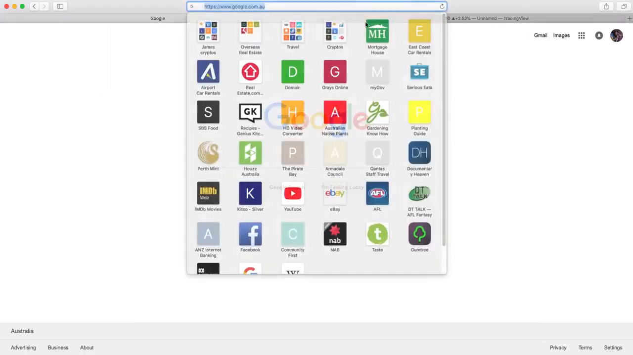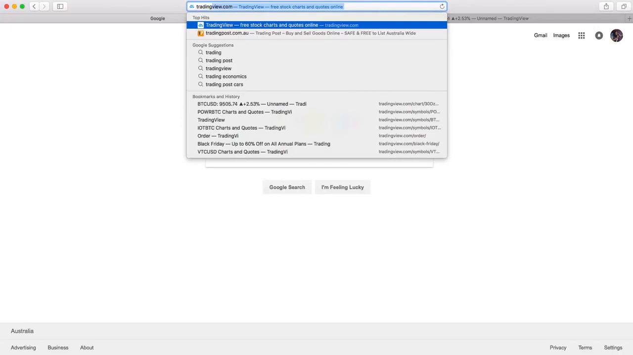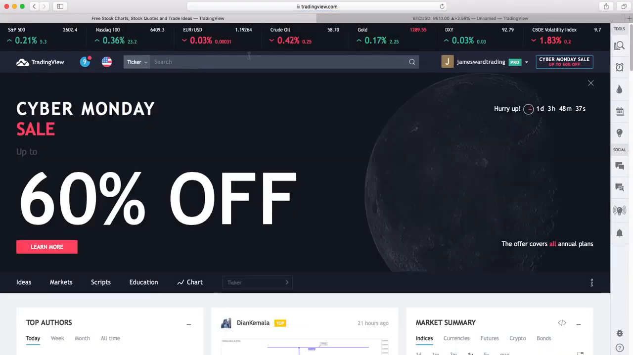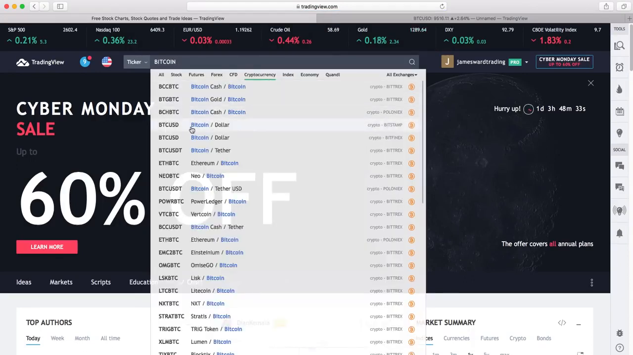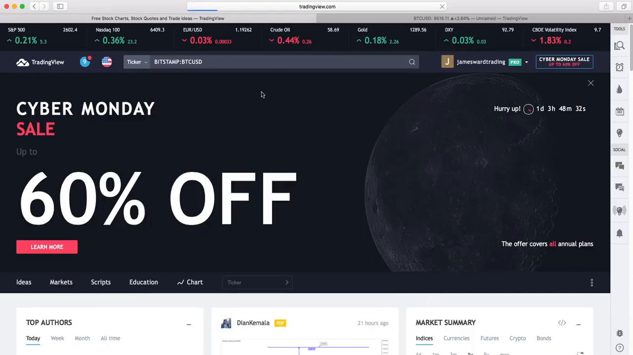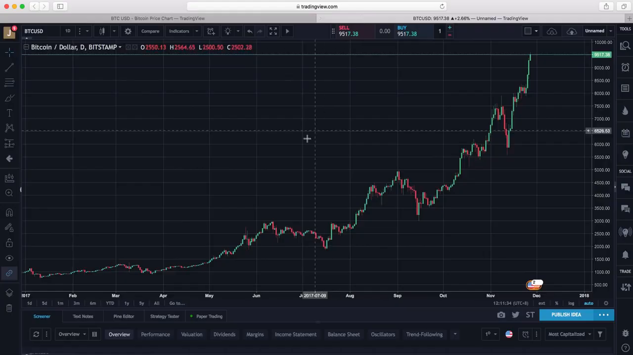First of all, let's go to tradingview.com. Just type tradingview.com or TradingView into Google. It comes up like that. And then I'll just do a quick one today on Bitcoin. So if we go Bitcoin, dollar, sweet, and then this screen will come up. We click the interactive chart, and what happens is this graph will pop up.